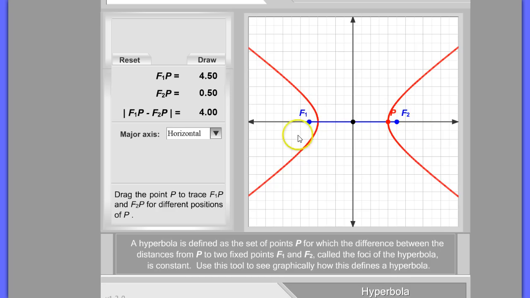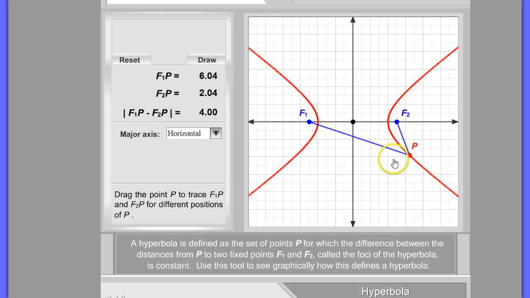If I move this point P around, the distances between F1 to P and F2 to P, the difference between those distances remains constant. So even as I drag this point around, as you can see over here, when it says the absolute value of the difference of the distances, that difference remains the same. It's always fixed at 4 units long, okay? So even when both of those segment lengths get really, really long, the difference between those distances remains fixed at 4. So that constant remains the same.